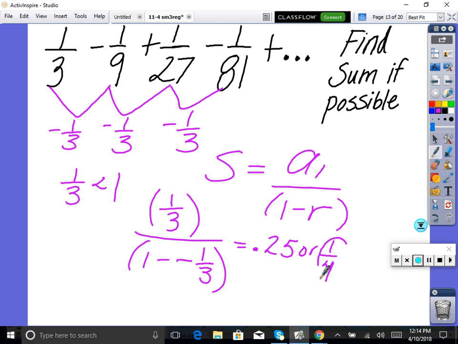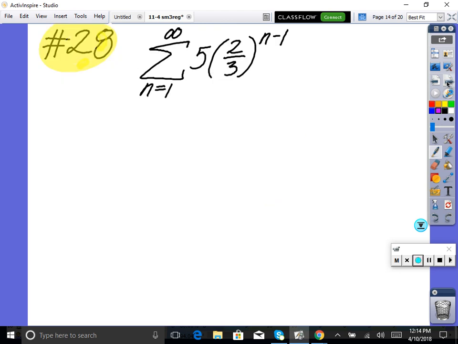So if you were to actually start adding these up, the more you add it up, the closer and closer it would get to 0.25. And eventually you were adding 0. So hey, look at number 28 on the worksheet. Find the sum if possible.